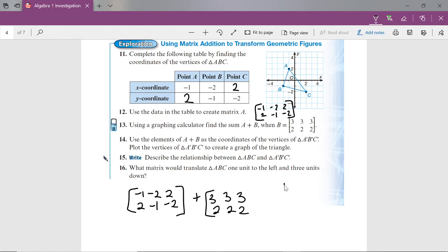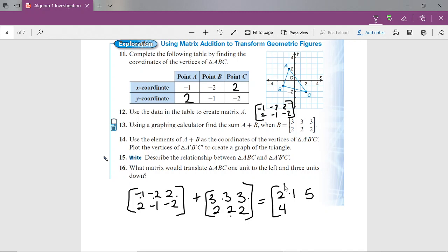What does this mean, what we are doing? Well, this means that in all of the x coordinates, I'm adding 3, and all of the y coordinates, I'm adding 2. That's what it looks like to me. So let's do that. We have this -1 and 3 in the same spot, so we add those together and get 2. -2 plus 3 is a 1. 2 and 3 is 5. 2 plus 2 is 4.